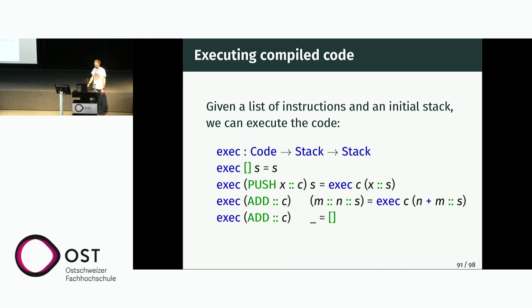And then given some code and an initial stack, we can compute the final stack. If there's no more code, we just return the stack. If there's a push, we add it to the stack and continue. If there's an addition and we have 2 numbers, we add them together. If there's an addition and there's not 2 numbers, well, we're in an error case.